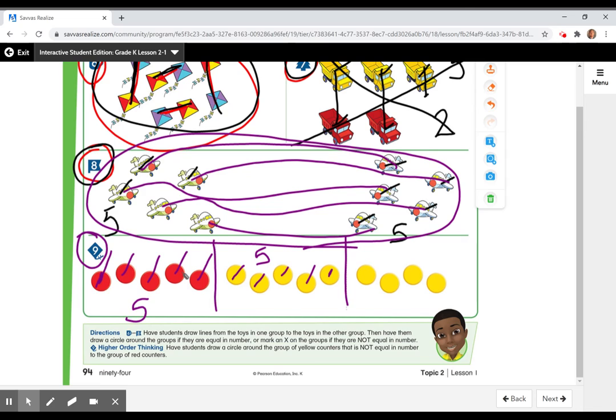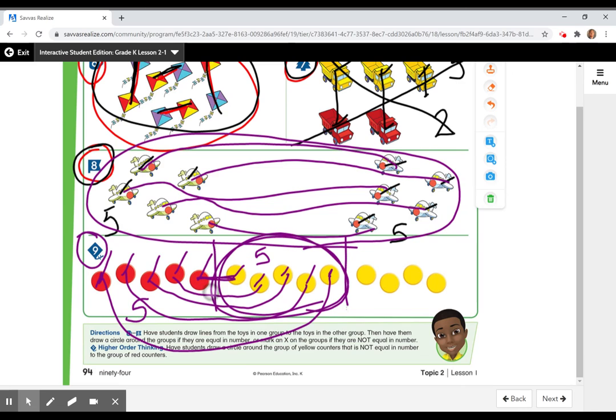And what is a way that I can double check this? Let's draw my lines to the groups. So those two match up. Those two match up. Those two match up. These two match up. And those match up. So each one has a partner. So they're the same. So they're equal. So you're going to circle that one. It looks like a lot of writing all over my page, doesn't it? Hopefully we can follow along with it.